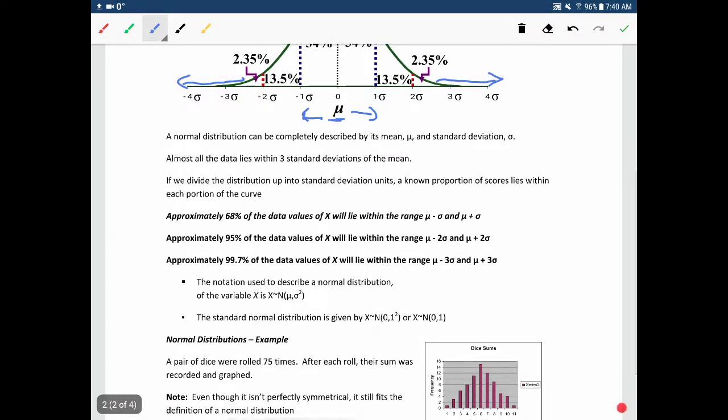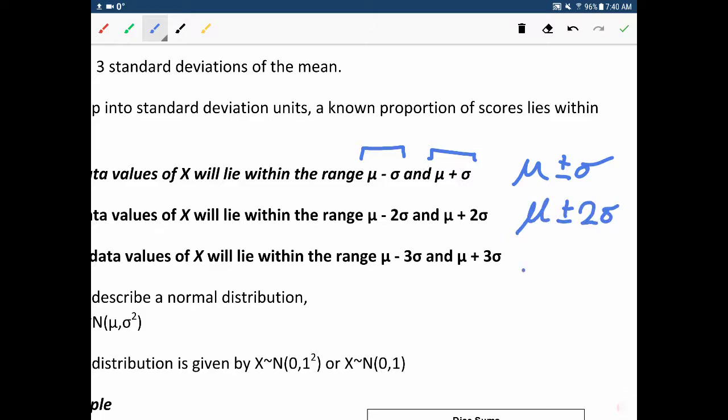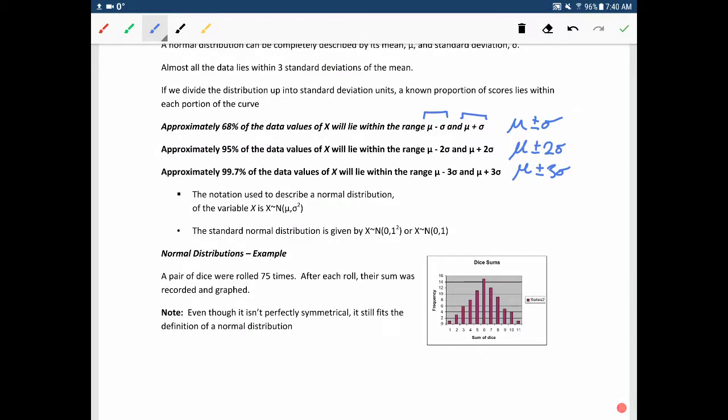Okay, so this is how we write that: we'll often write that as mu minus sigma, mu plus sigma, so sometimes we'll write mu plus or minus sigma, depending on what we're doing. And then you just multiply the sigma, plus or minus 2 sigma, mu plus or minus 3 sigma. So that can describe those intervals very well.